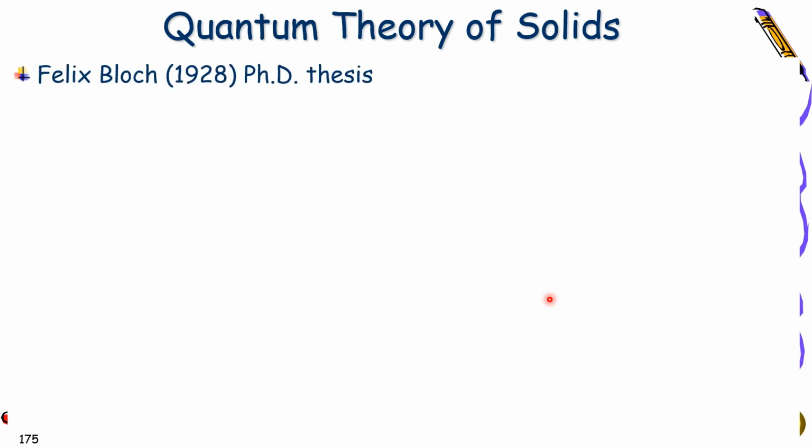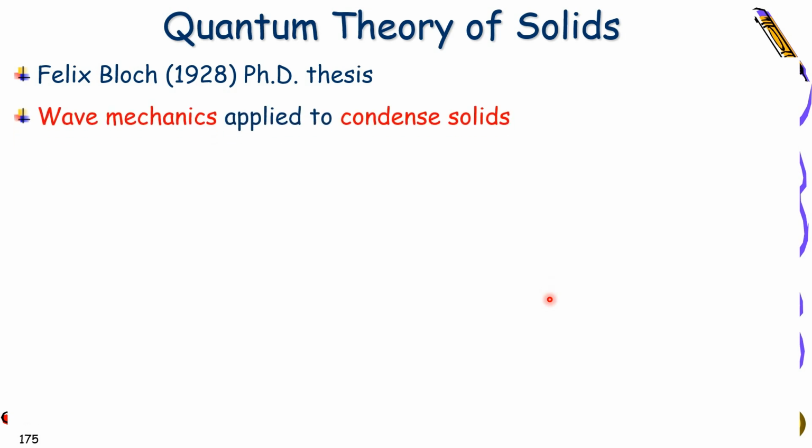When we talk about the Schrödinger equation, we talk about the gas phase, the atoms in the gas phase, and there's no theory talking about quantum mechanics in solids. However, in 1928, Bloch, in his PhD thesis, said that wave mechanics applied to condensed solids. That means that all the atoms will get very close.